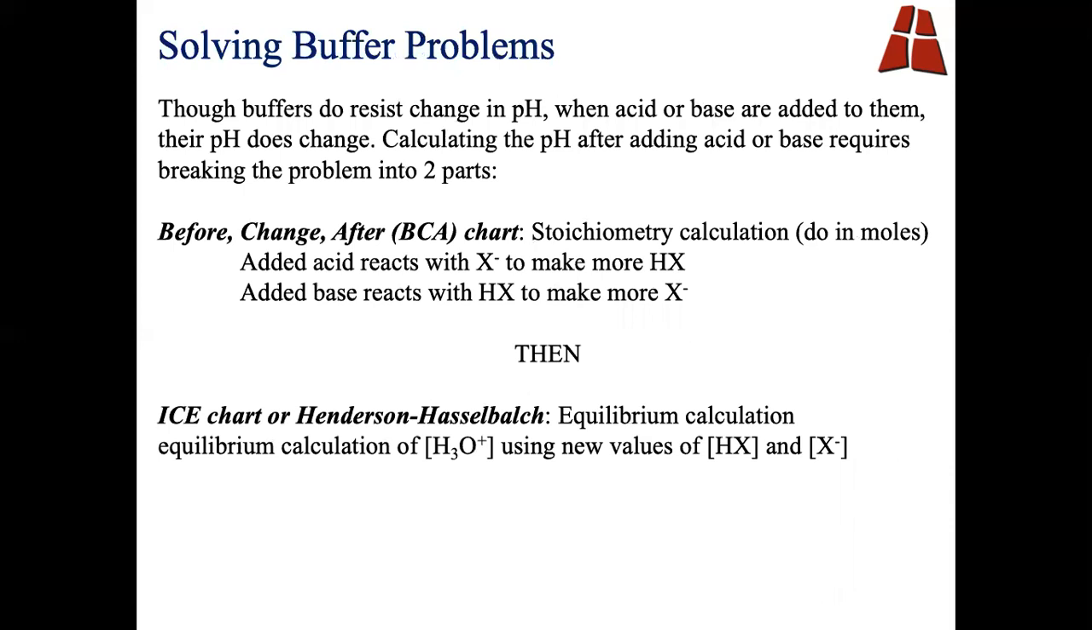And so someone I know asked, when do we use BCA charts and when do we use an ice chart or a Henderson-Hasselbalch chart? So the key to remember there is that you use a BCA chart anytime you have a buffer or a weak acid or a weak base. And the key is that you add in some sort of strong acid or strong base.